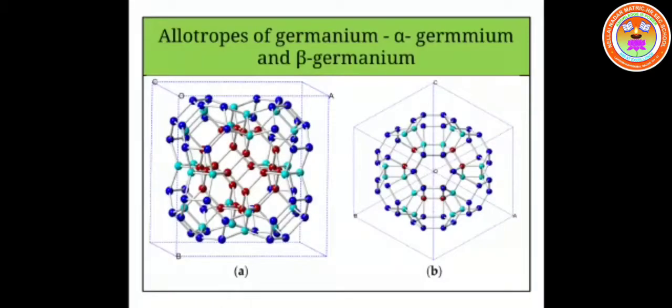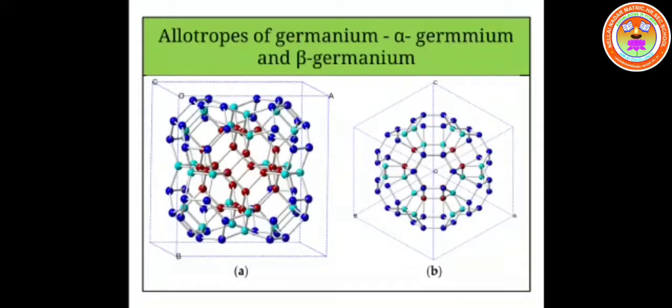Next element is germanium. The allotropes of the element germanium are alpha germanium and beta germanium. What does this alpha represent? Crystallographic angle, and beta also a crystallographic angle. They differ in their structure. Okay, children, the allotropes differ in their structure and appearance, but they are made up of the same elements. That is the only concept you have to understand here.